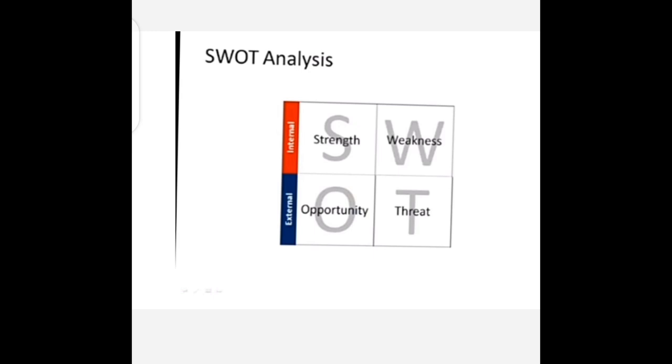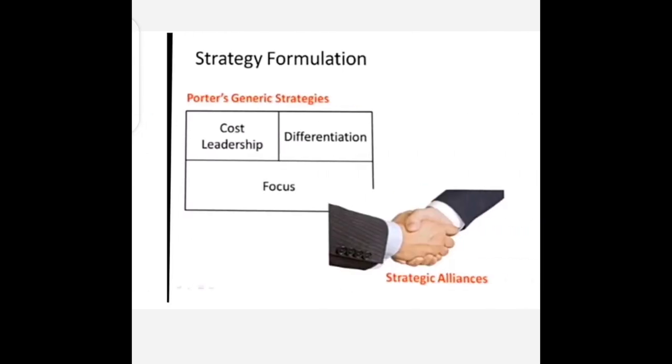From the environment we have strengths, weaknesses, opportunities, and threats. Opportunities and threats come from outside the organization, and strengths and weaknesses come from inside the organization. For example, if an organization is cost effective, it is a strength in cost reduction. Then we have strategy formulation. After scanning the environment, we formulate our strategy: either cost leadership, differentiation, or a focus on quality.